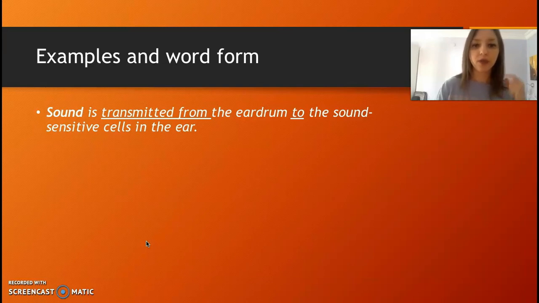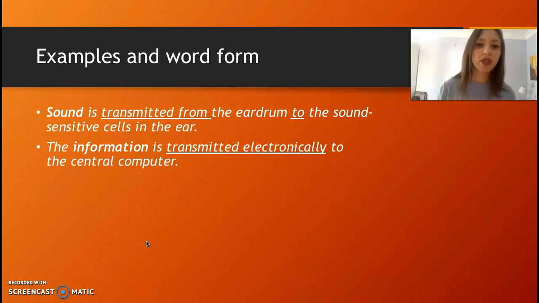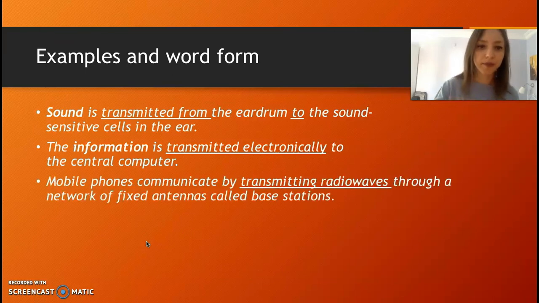Sound is transmitted from the eardrum to the sound-sensitive cells in the ear. Look at the collocation: transmitted from, all right? The information is transmitted electronically to the central computer. Here's a nice collocation for you to learn: transmitted electronically. So transmit electronically, okay?